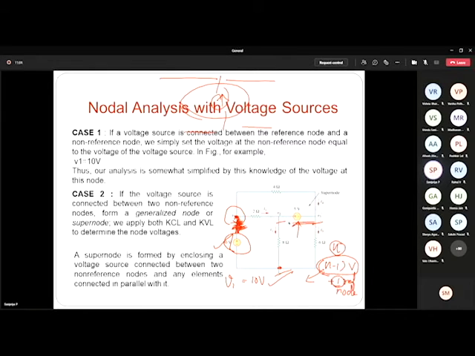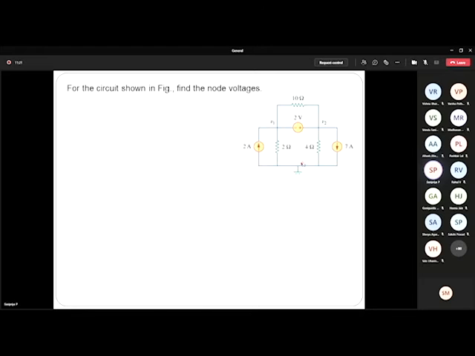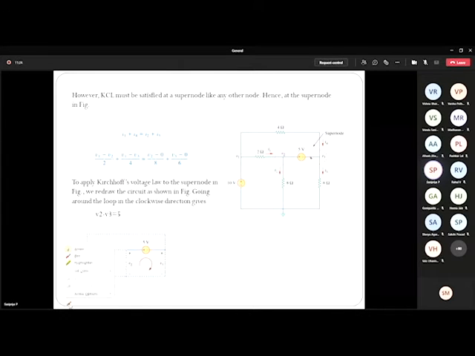If the voltage source is between the 2 non-reference nodes, then we have to apply both KCL and KVL. Here, this is identified as a super node. How do I proceed further? Just remove this and combine those 2 nodes, and write the current equation. Here we'll assume it like this itself. This is assumed as the entering current, because here I'm not going to write the direct matrix, because for supermesh and supernodal, it's a little tricky to write the matrix directly.